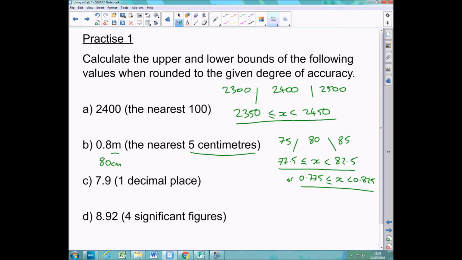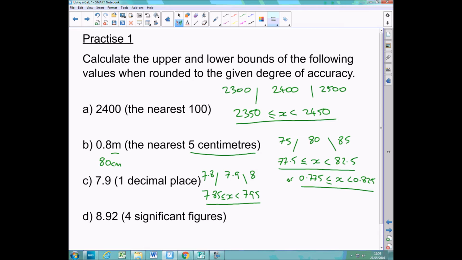So the next question was practicing one decimal place. So we start with 7.9. Going up by 1 decimal, we end up with 8. And going down by 1 was 7.8. So finding the values in between, we get 7.85 and 7.95. Again, use the inequality notation.